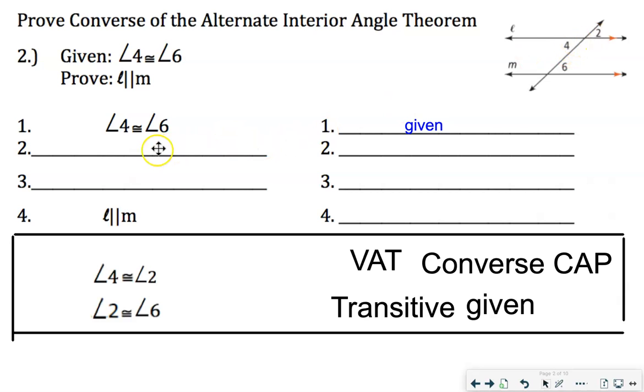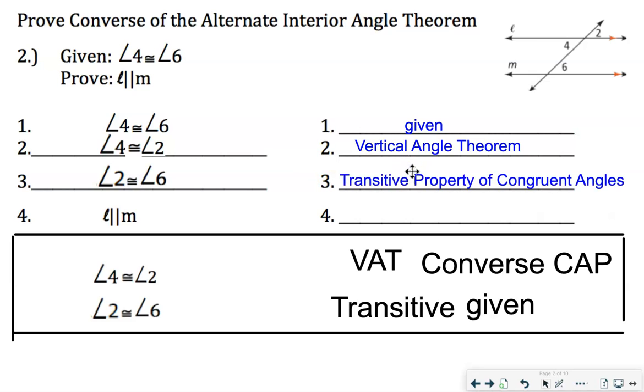So again, 2 and 4 have to be congruent because they're vertical angles. They're across the intersection from each other. Then I have two things, 2 and 6 are both congruent to angle 4. So that means they have to be congruent to each other. Again, that's called transitive property.